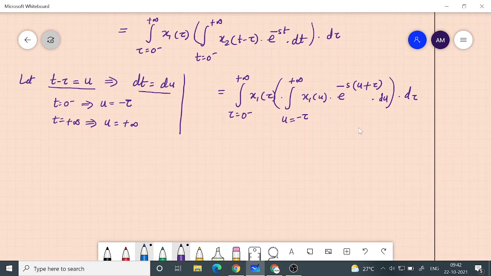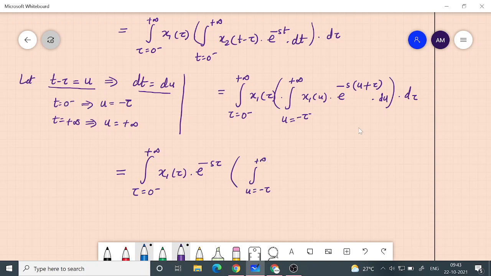Okay, so that is what we are getting, and that's equal to the integral. There is a term e raised to minus s tau, which is independent of u. We can take it outside. So tau going from 0 minus to plus infinity, and you can write it as x1 of tau, and the other term I am taking outside, that is e raised to minus s tau, and then in the bracket I have the integral u going from minus tau to plus infinity.